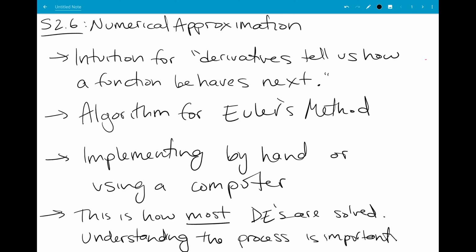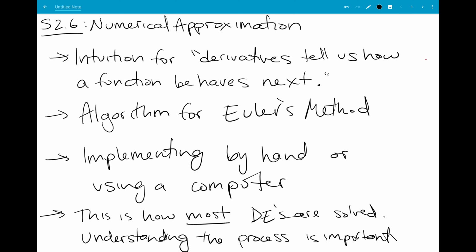First thing we're going to talk about is an intuition for the idea that derivatives tell us how a function is going to behave next. That's how we build approximations, and it's going to be really familiar to you from other classes. Then we're going to talk about the algorithm for Euler's method, the particular approximation that we use, and then we're going to implement it by hand once and then using a spreadsheet. But if you know any programming language, you could implement it there too.